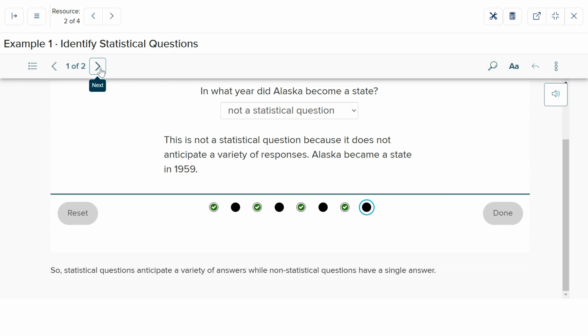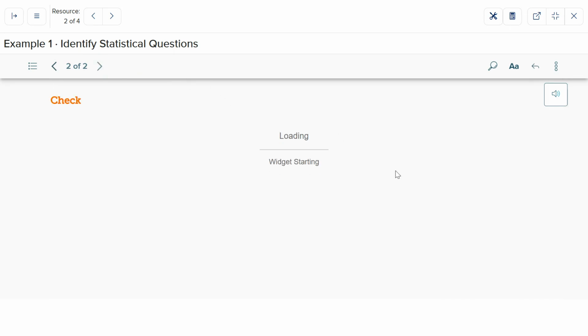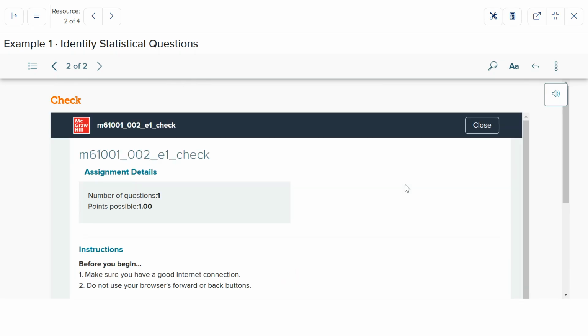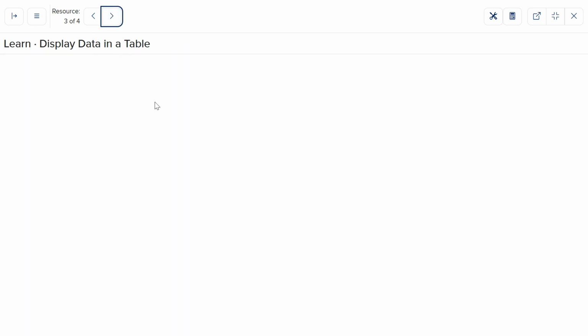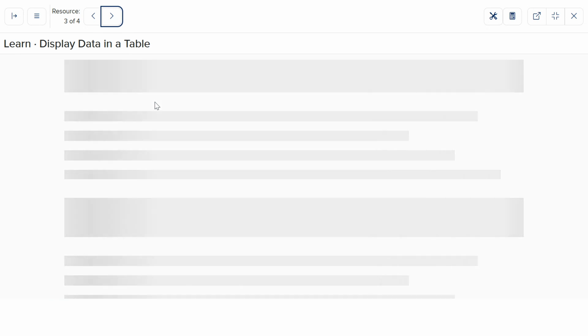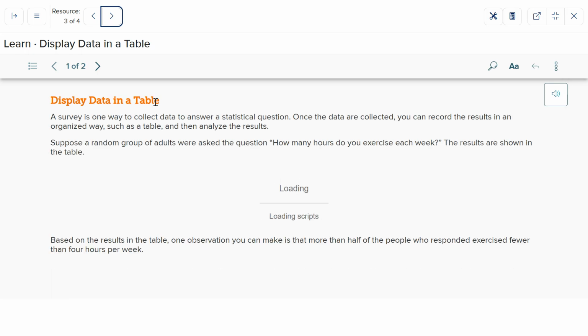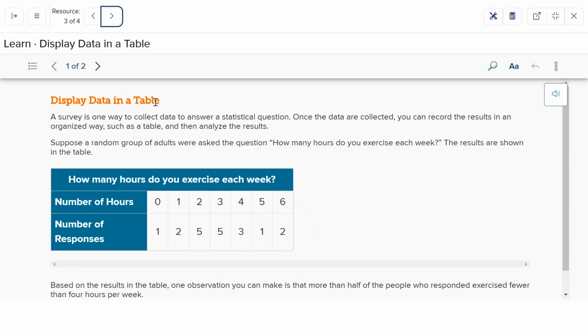All right, so that's going to bring us to the check. You have some questions to answer. Please identify whether or not each question is statistical or not. You do not need to explain how you know. There's not enough space. All right, and then once we have our statistical questions and the data that goes with them, we can display this data in a table. So we're going to also look at that in this lesson.